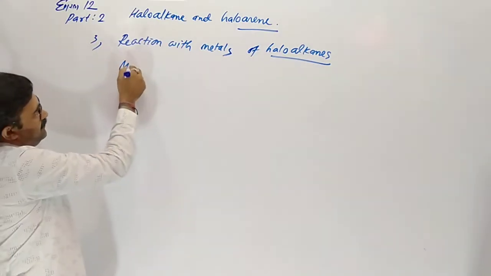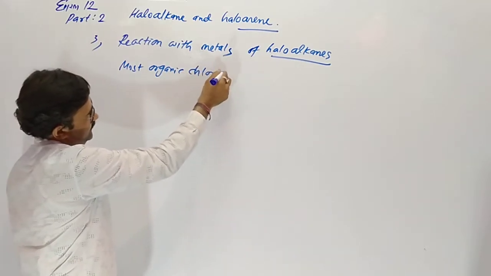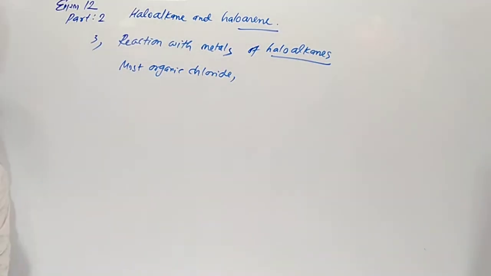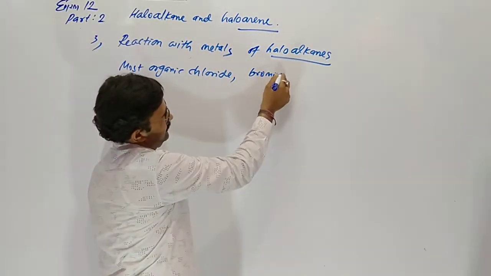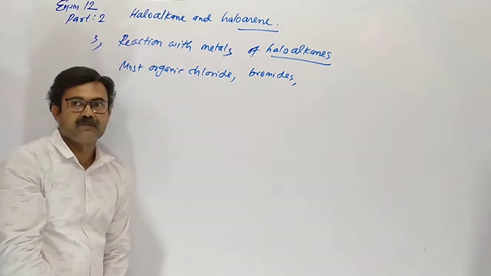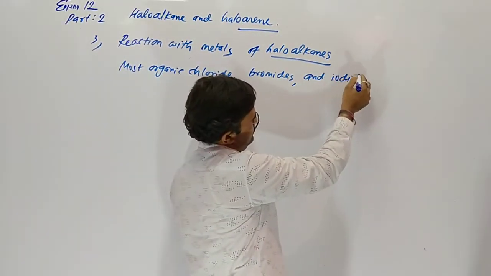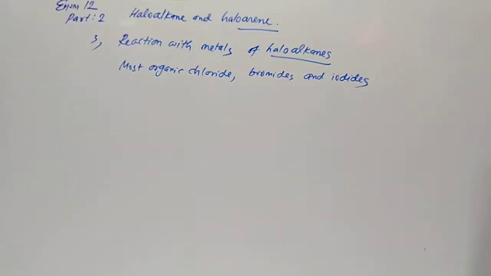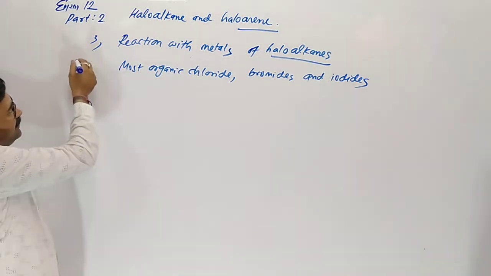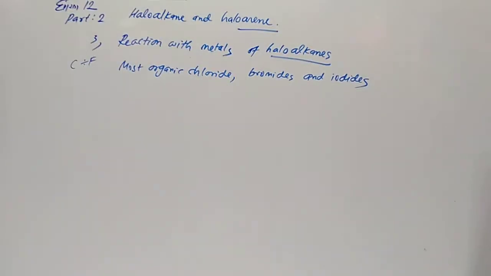Most organic chlorides, meaning carbon with chlorine, carbon with bromine, bromides and iodides. Chloride, bromide and iodides, not fluoride. Why? The bond between carbon and fluorine is very strong. We can't easily break it.